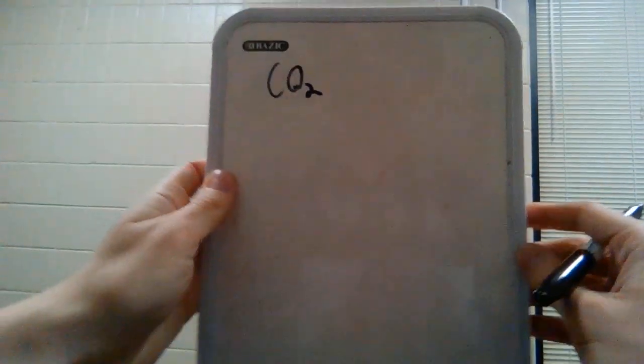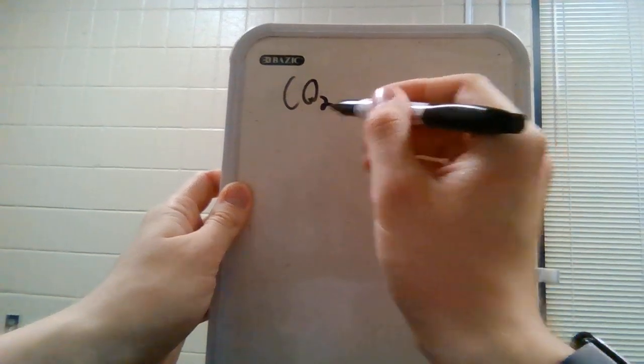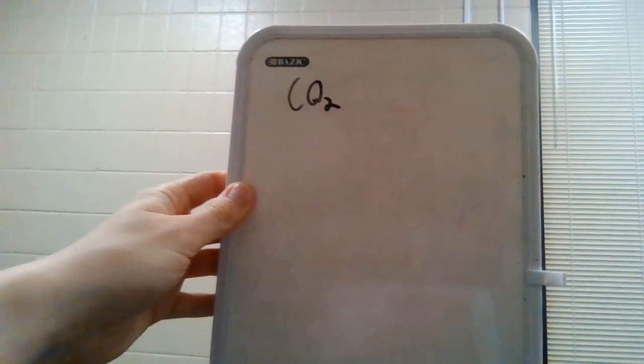So first, what exactly is a Lewis dot structure? Well, it's supposed to explain how the elements are associated with the rest of the elements. So let's take CO2, for example. CO2, whenever written out like this, looks like that.